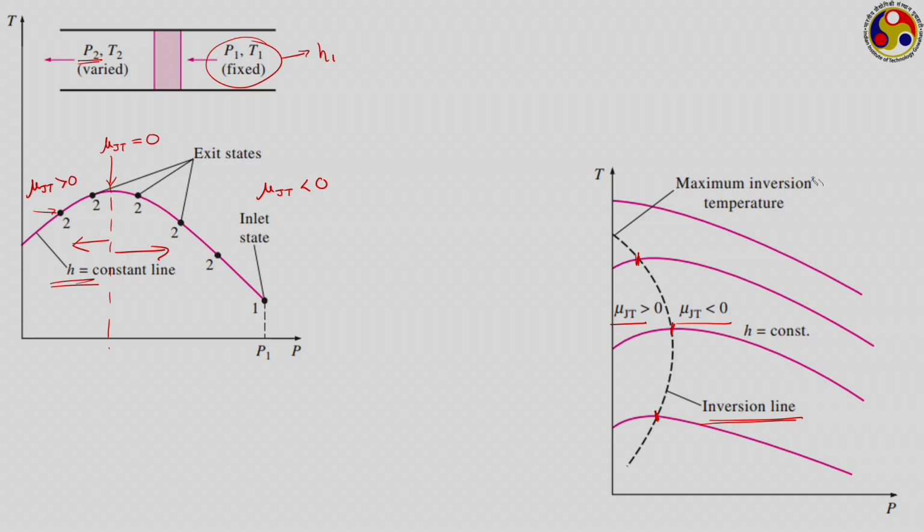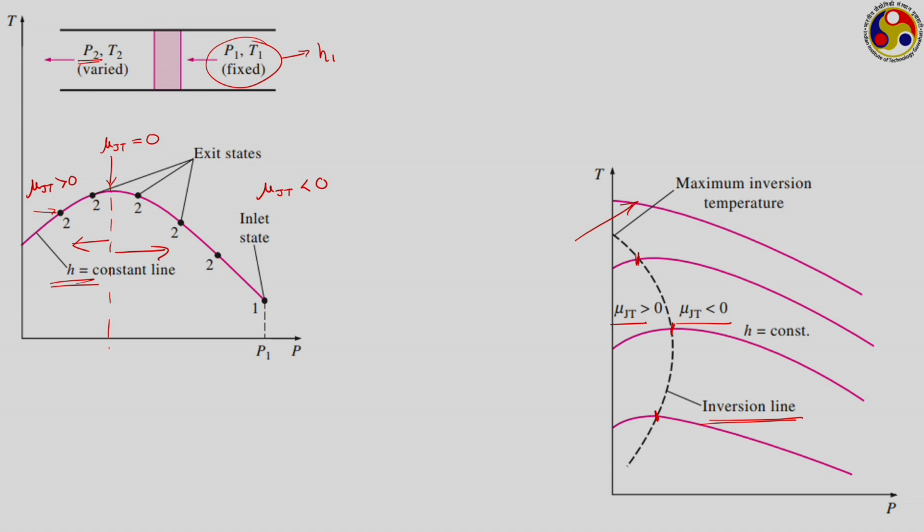However, if your operation is on the higher side of this maximum inversion temperature, then what can we get? Then the value of Joule-Thomson coefficient is always negative. You can never reach the zone where Joule-Thomson coefficient is greater than 0. That means, if your operation is happening at a temperature level above the maximum inversion temperature, then throttling is going to give you only the heating effect, but no cooling effect.